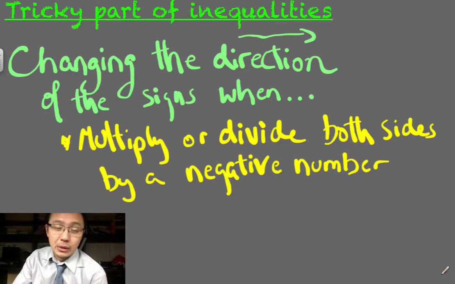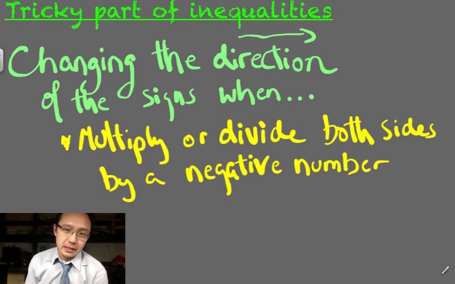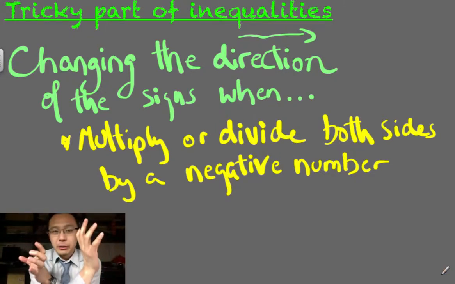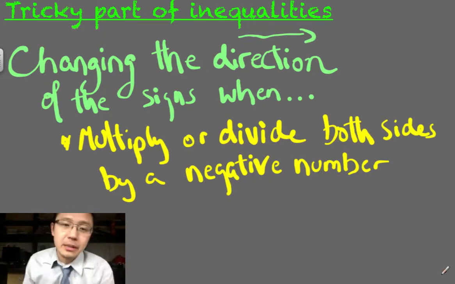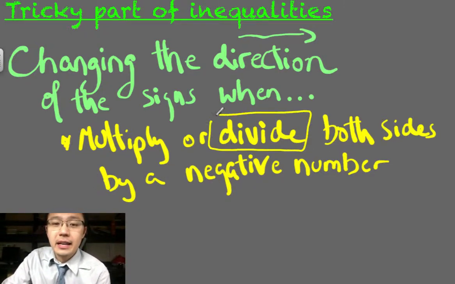Part of inequalities is knowing when to change the direction of your inequality sign, based on these two things. One, which we talked about in the last video, is when you swap the variable and the number to the opposite side. That's when you switch. The second one is when you're multiplying or dividing both sides by a negative number. Usually we're going to see it in dividing more than multiplying.